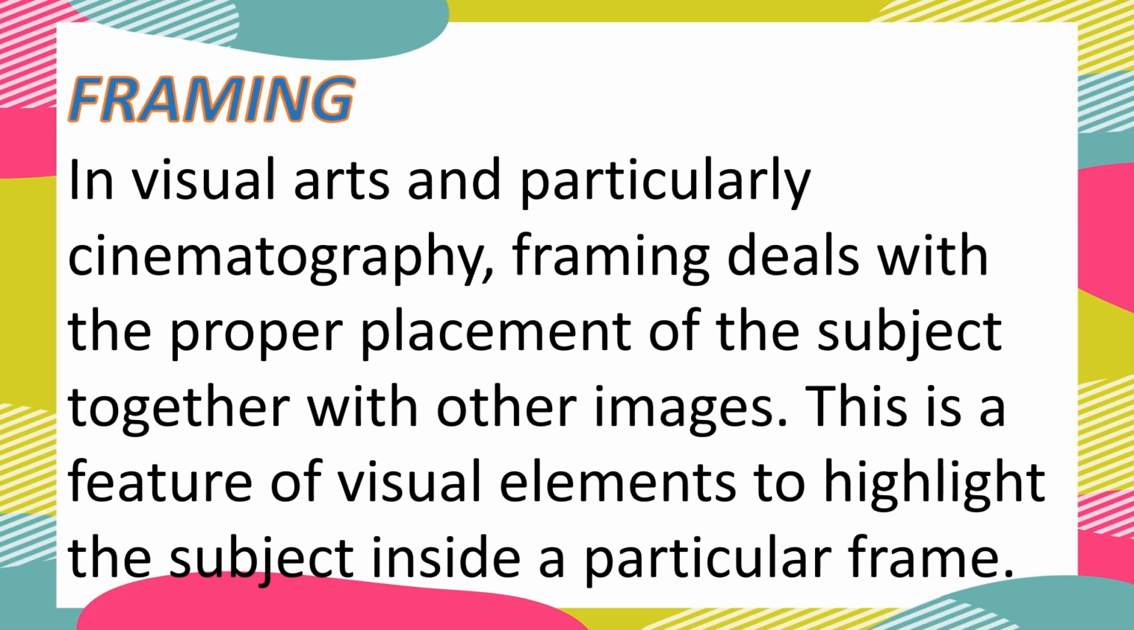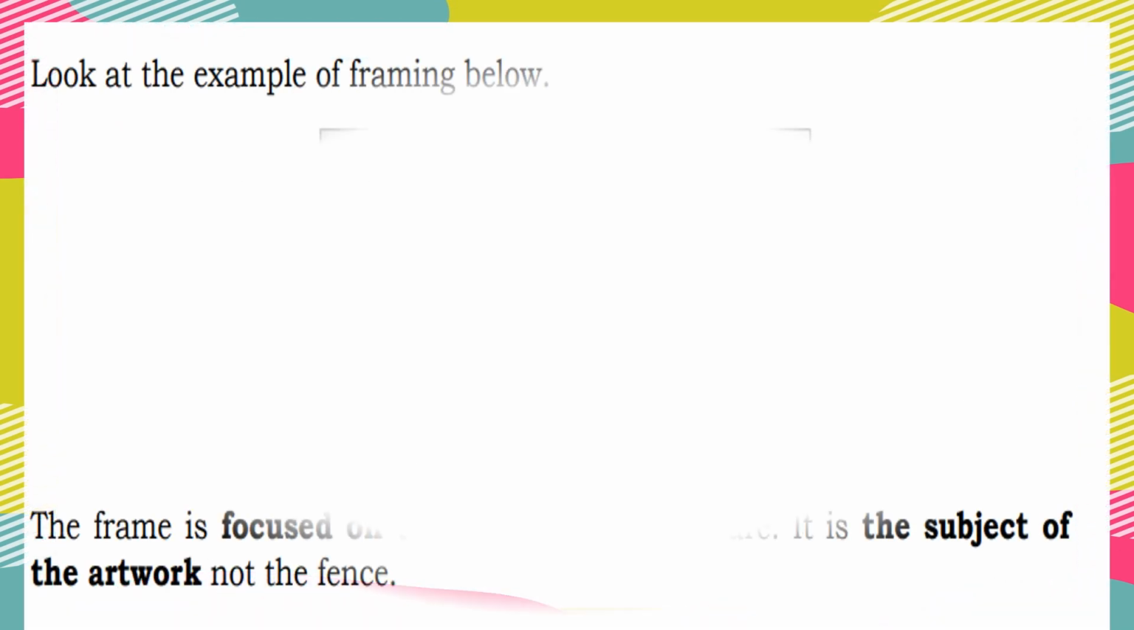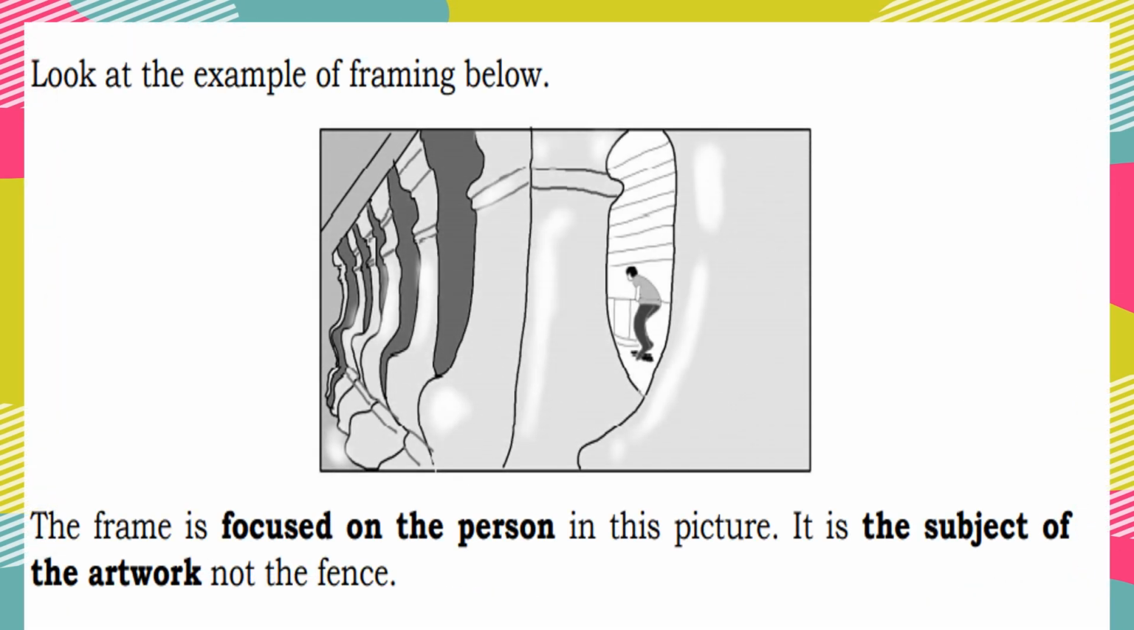Another visual element is framing. In visual arts and particularly cinematography, framing deals with the proper placement of the subject together with other images. This is the feature of visual elements to highlight the subject inside a particular frame. Look at the example of framing below. The frame is focused on the person in this picture. It is the subject of the artwork and not the pens.